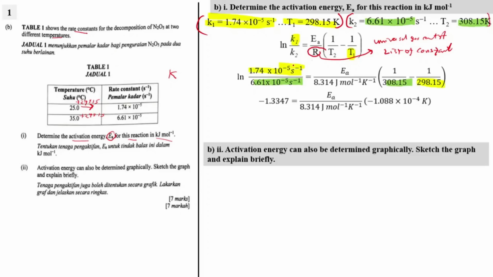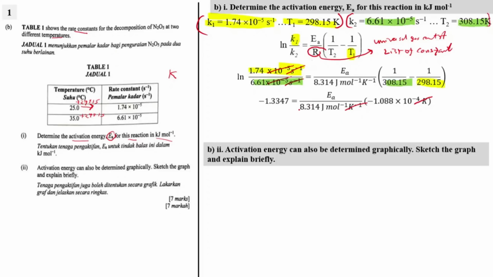So 10 times 10 to the power negative 5 times 10 to the power negative 5 per second, and per second can be cancelled out. When we settle the left hand side, we're going to get the value of negative 1.3347. And if we settle the bracket on the right hand side, we're going to get negative 1.088 times 10 to the power negative 4 per Kelvin. So Kelvin and per Kelvin can be cancelled out.